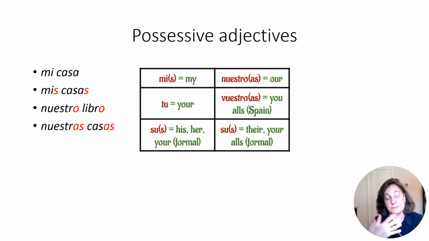If the possessive adjective is nuestro or vuestro, that has to agree in both number and gender with the thing I'm describing. So when I say nuestro libro, our book, it's singular and masculine. And note that we is actually a plural idea because we are multiple people, me and my friend. But libro is singular, so nuestro has to be singular also. In nuestras casas, the word nuestras is feminine plural to agree with casas.